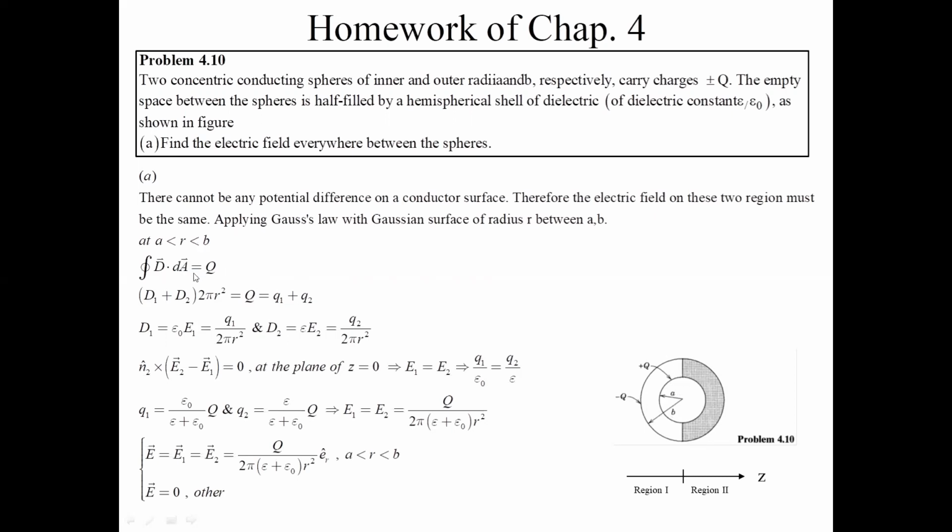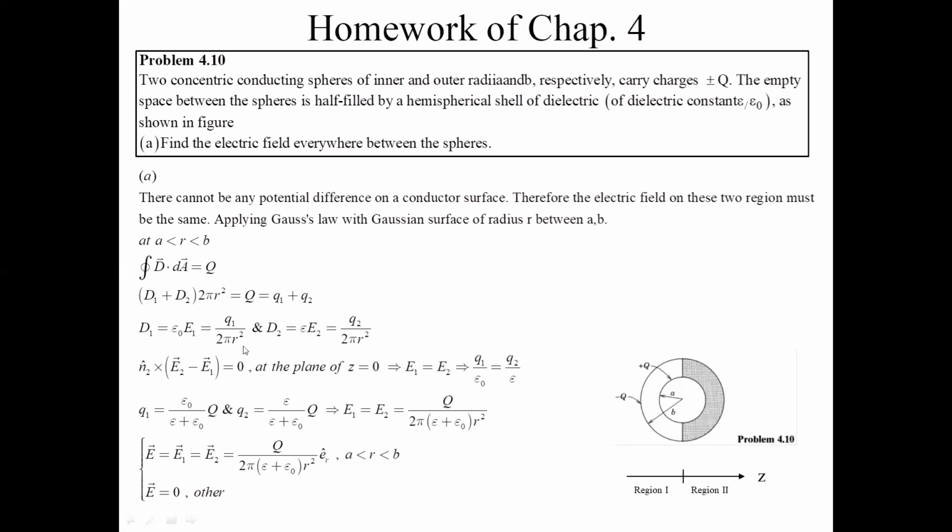Okay, so we know that this term will become (D1 plus D2) times 2 pi r squared, where 2 pi r squared is half of the surface area, and this equals the total charge Q. And we assume that total charge Q equals Q1 plus Q2, where Q1 is the charge distributed at the inner surface where r equals a in region 1, and Q2 is the charge in region 2.